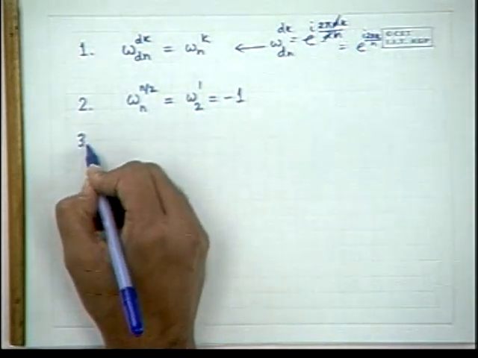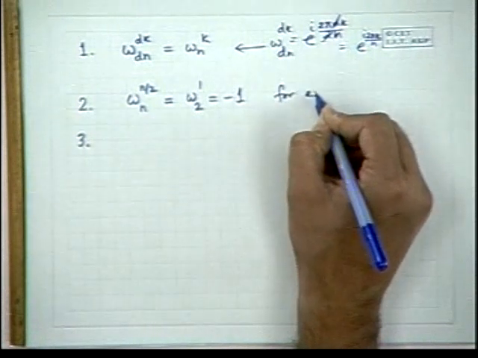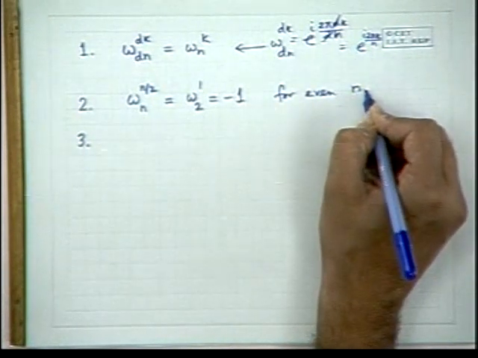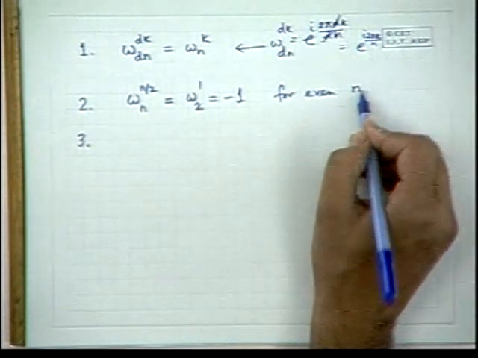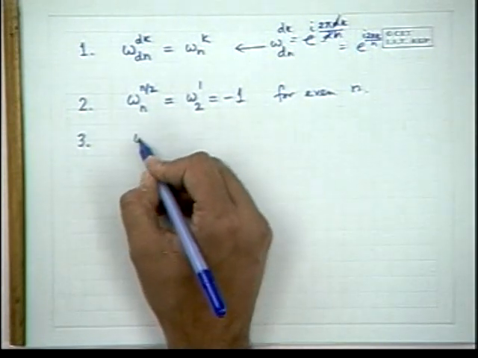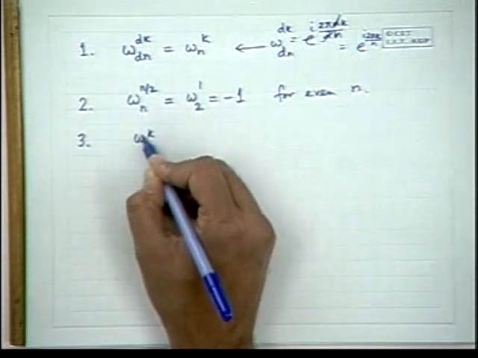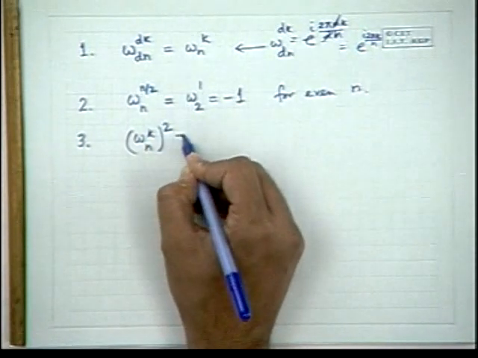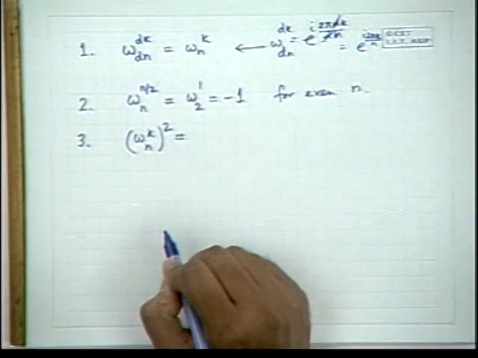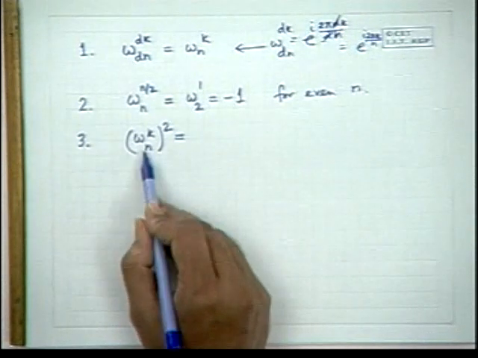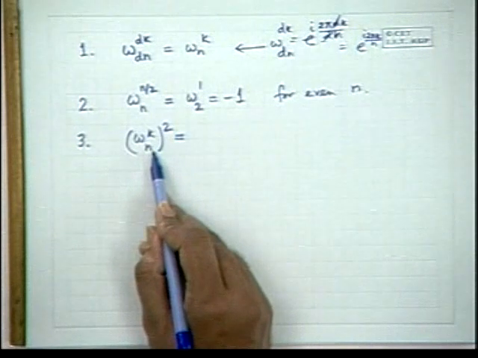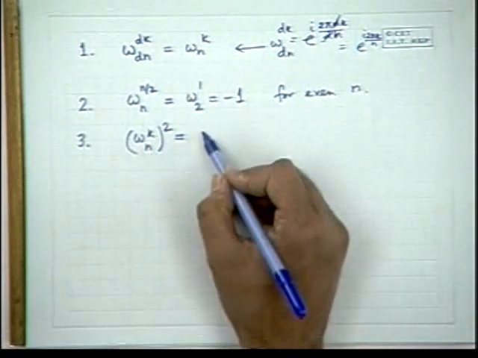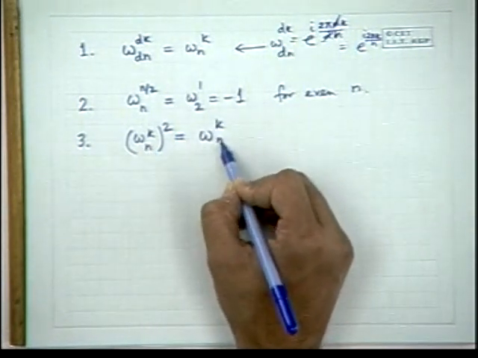Then the next one, this is for even n, because otherwise it does not make sense. If n is not divisible by 2, it does not make sense. Okay, the next one is w nk square. If you do the squaring, then this becomes w2kn, and this 2 you can absorb here. So this is nothing but wkn over 2.